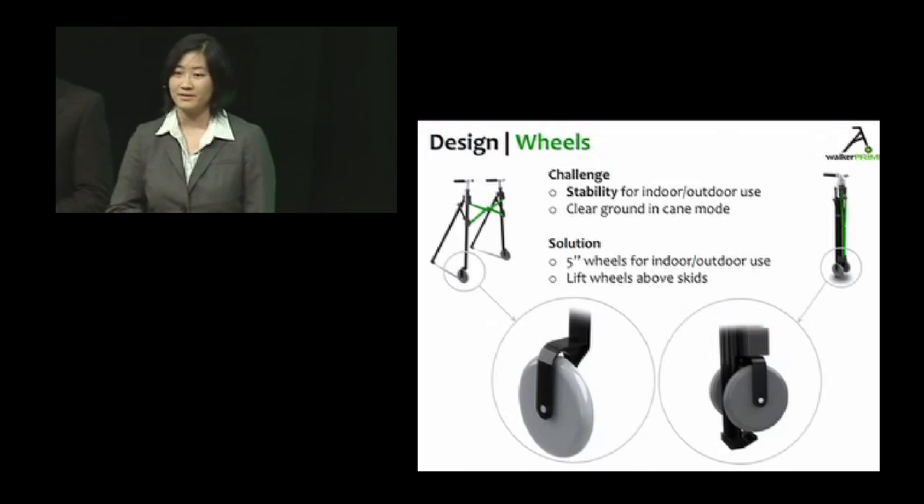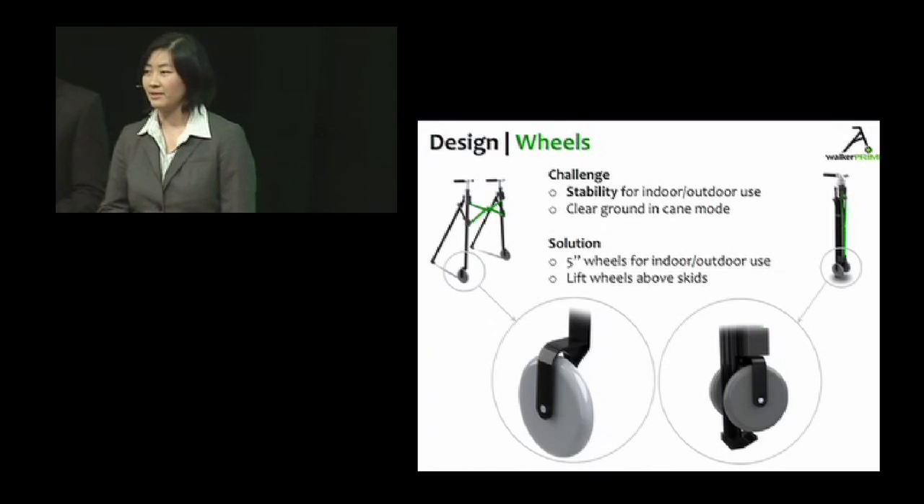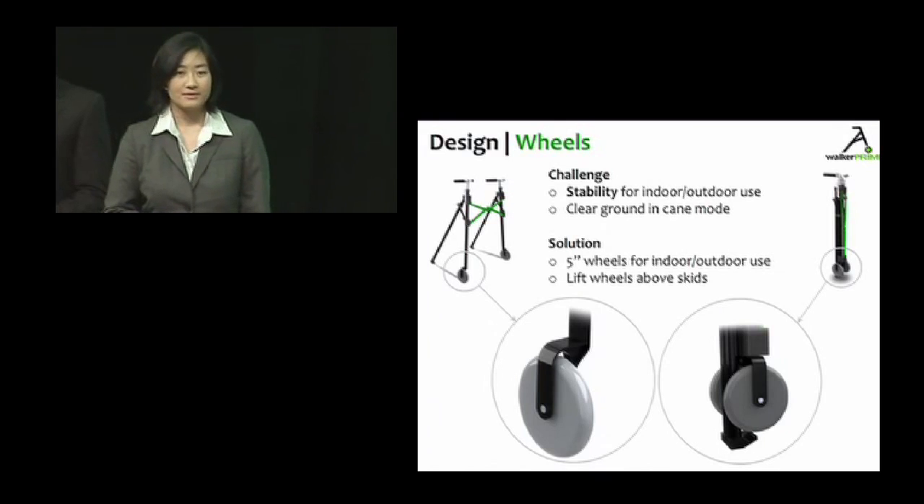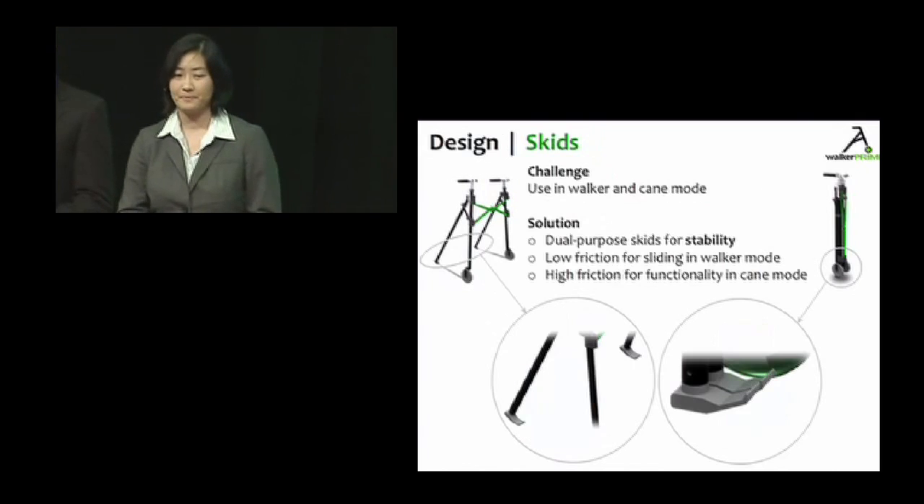We wanted to make sure that the user would be able to use this both indoors and outdoors. So we did some research and found that 5-inch wheels were necessary for outdoor use. We also needed the wheels to clear the ground in cane mode. So we had to make the geometry such that as you collapse the walker into cane mode, the wheels would lift off the ground and above the skids.